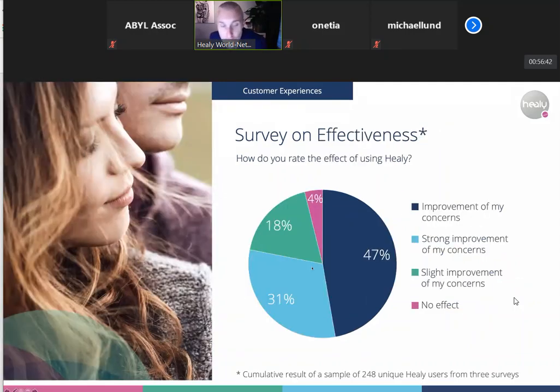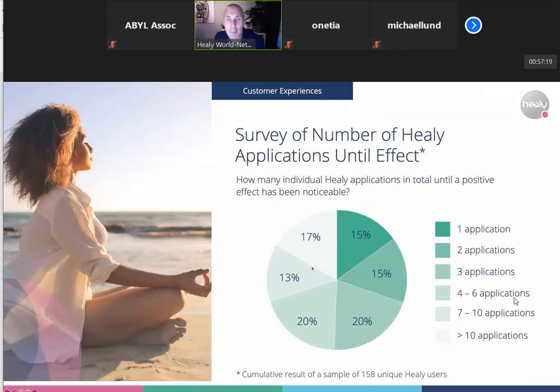But in those 2 weeks' time that people are testing it out, a whopping 96% of people notice an improvement of their concerns, from a complete improvement to a slight improvement. But I've never seen, with concepts like pills, powders, juices, anything happening in 2 weeks' time that 96% of people notice an improvement. Really, really cool.